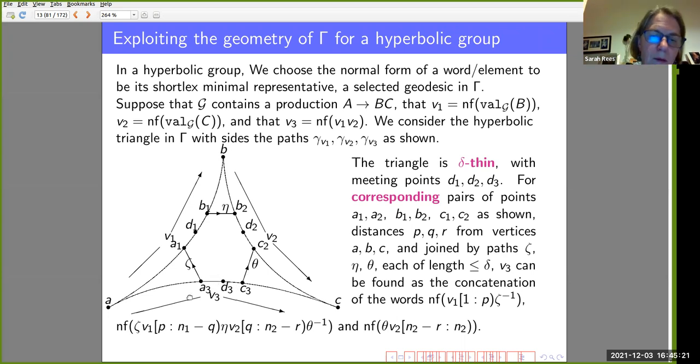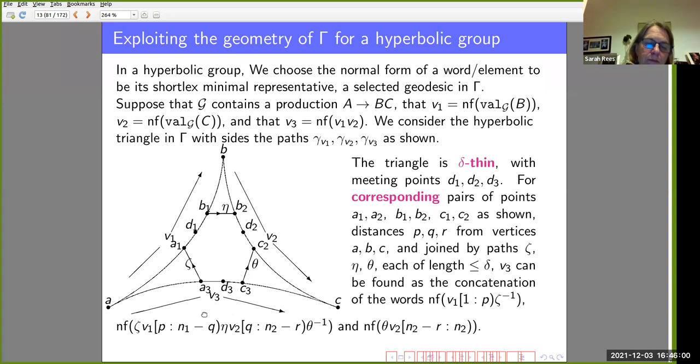This section of V3 is equal to the short-lex minimal representative of zeta times this middle section of V1 times this word eta times this middle section of V2 times theta to the minus one. And then this suffix here of V3 is equal to the short-lex minimal representative of theta times this suffix here of V2. So the word V3 can be written as a concatenation of short-lex minimal representatives of three words that can be formed out of sections within V1 and V2.